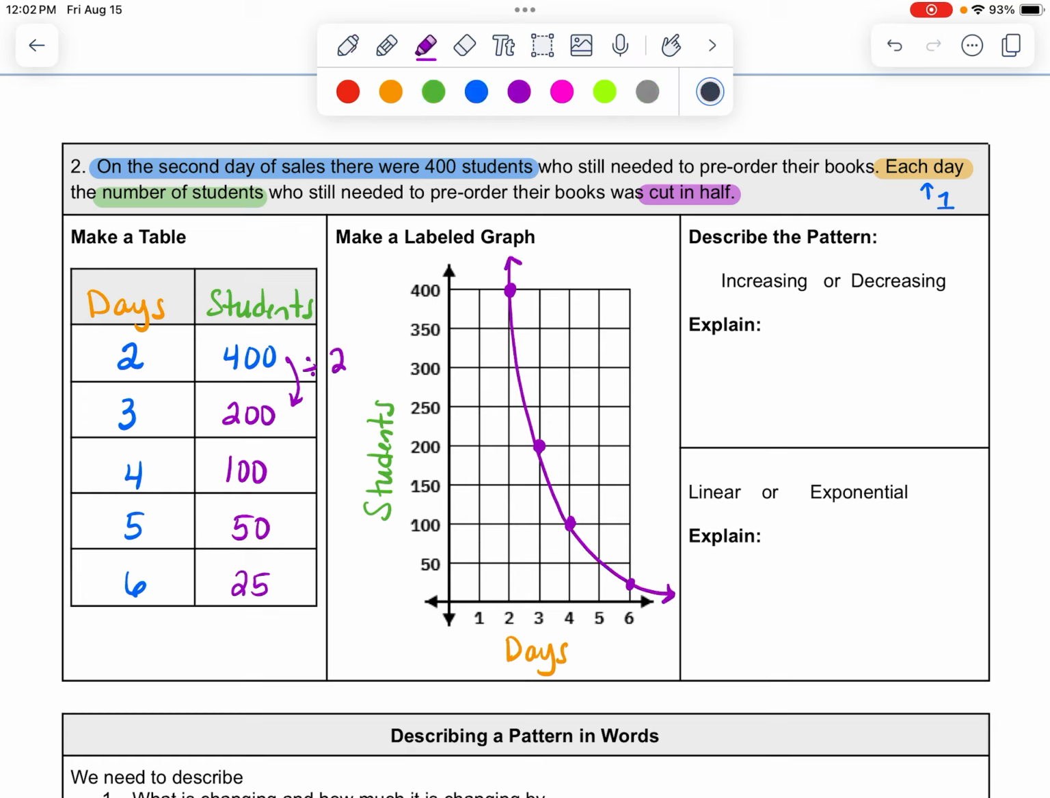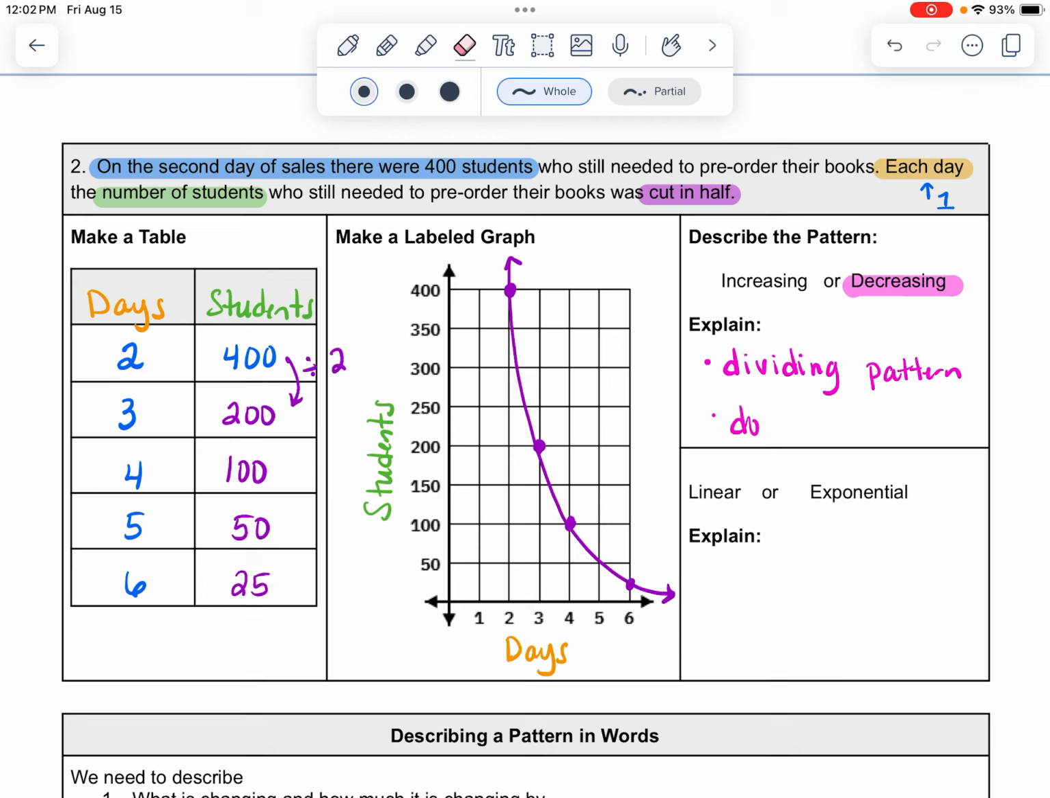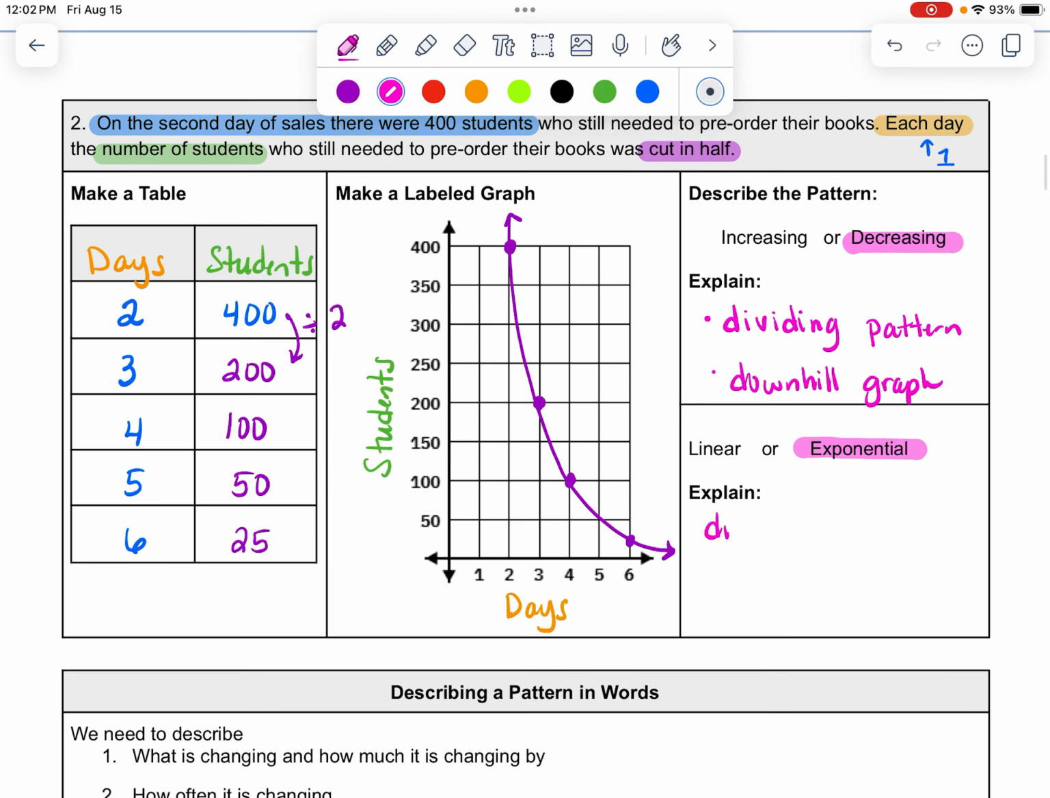So now, just a quick review from yesterday. This is decreasing, and it's decreasing because it's a dividing pattern, and because it's a downhill graph. It's also going to be exponential because, again, it's a dividing pattern, and because it's an airplane-shaped graph.